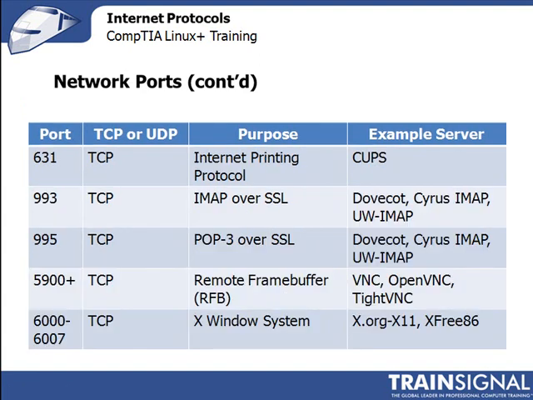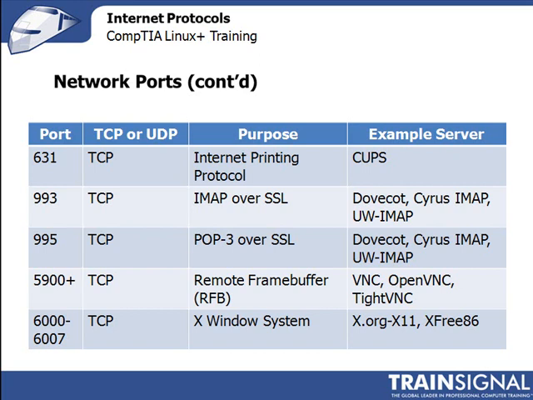The list of ports rounds out with 631, which uses the TCP transfer protocol. Its purpose is Internet Printing Protocol, and an example server is CUPS that we learned about in our email and printing lesson. Next, we have 993, which also uses TCP, and its purpose is IMAP over SSL. Example servers are Dovecot, Cyrus IMAP, and UW IMAP. Port 995 uses TCP, and its purpose is POP3 over SSL, and it has the same example servers as 993.